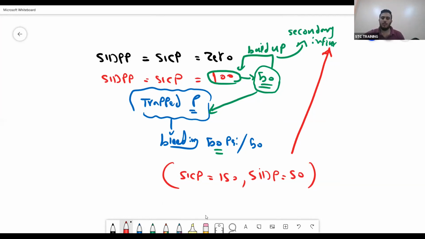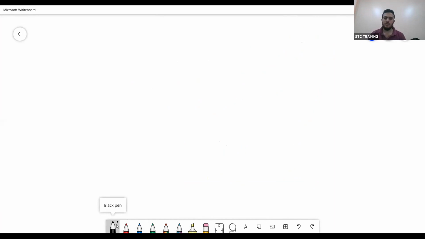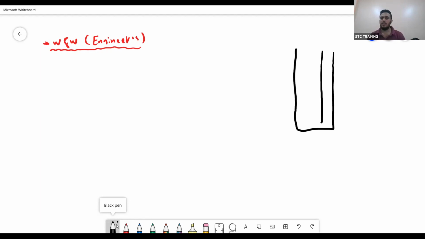Now, it's our turn to talk about the wait and weight method, also called the engineer's method. Okay, now we have our well, drill string, the well is completely closed. The well was full of original mud, while we are having an influx like this, and of course we make line up for the pump.